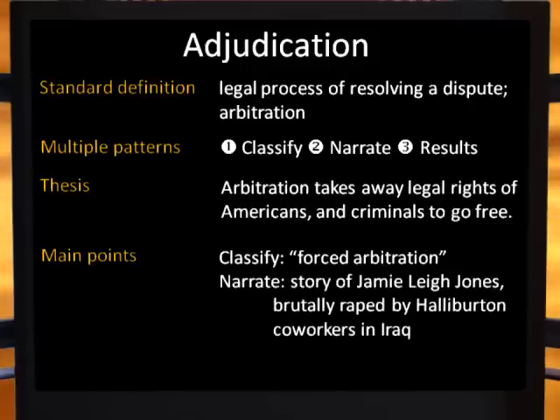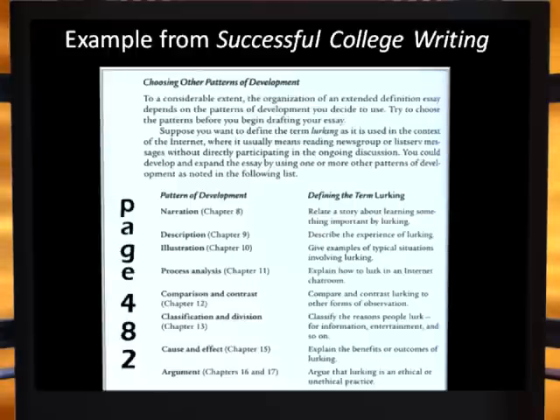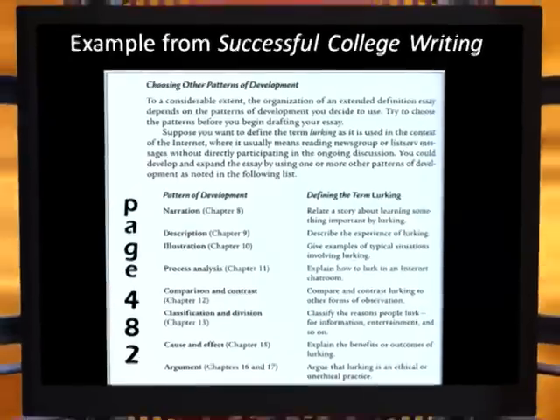Our second paragraph or paragraphs could be based on the narration pattern. Here we would tell the story of Jamie Lee Jones, who was brutally raped by her Halliburton co-workers in Iraq, but required to submit to arbitration without appeal. And then, to wrap up the essay, we would use the results or consequences pattern. Because she was deprived of the due process of law, her rapist went free. Also, page 482 in your Successful Writing text provides an excellent example of using multiple patterns to define the term lurking in an essay. Please take a look at that.